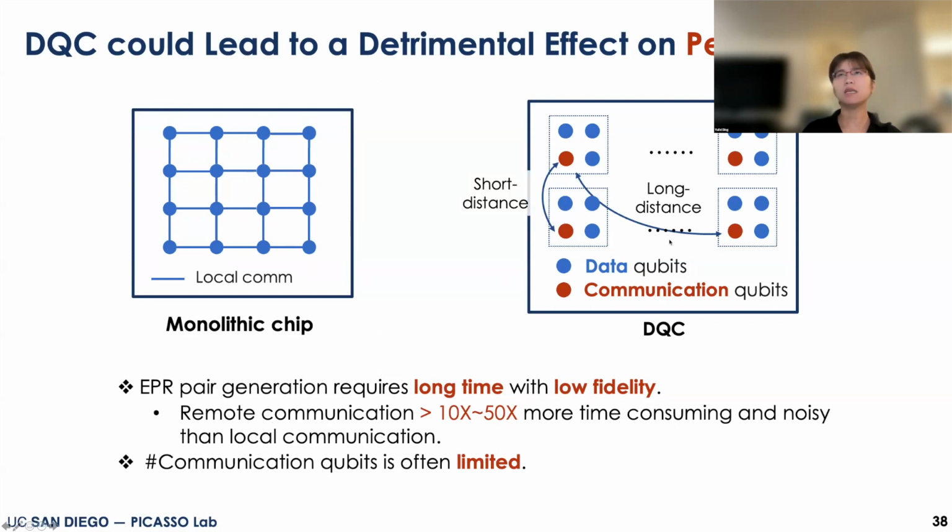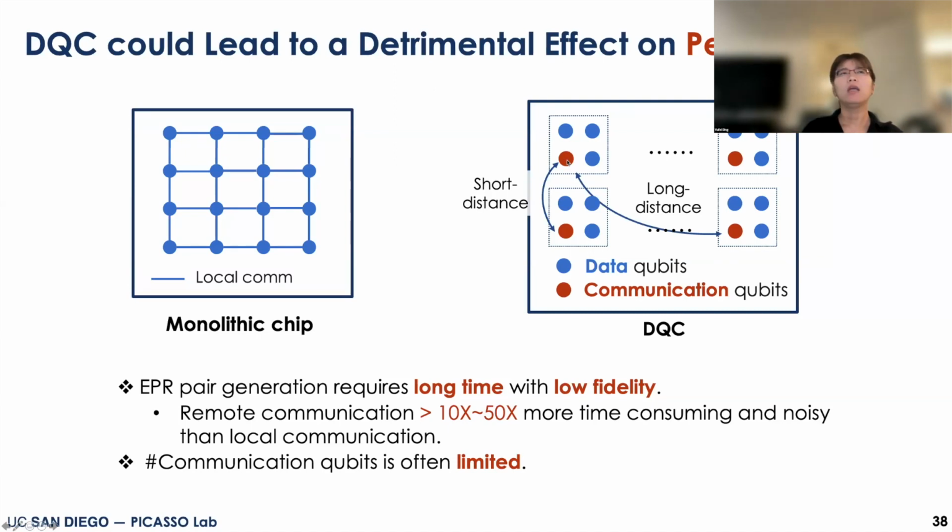Another thing is, on the right side, you may notice that if you want to have multiple blue qubits communicating with each other, that can be bottlenecked by the limited number of communication qubits on each chip, because the communication qubits are also part of the computation.